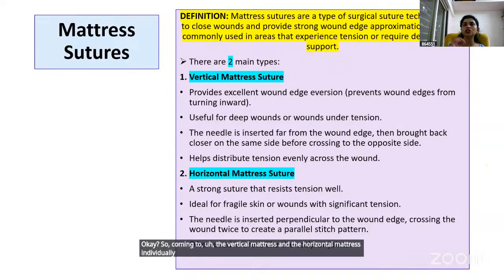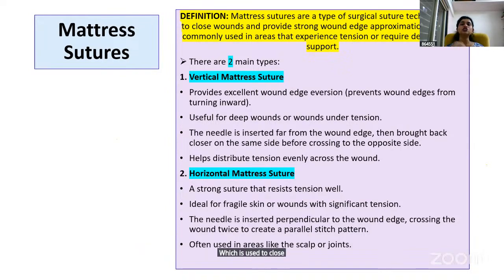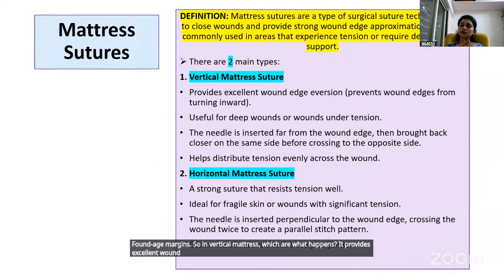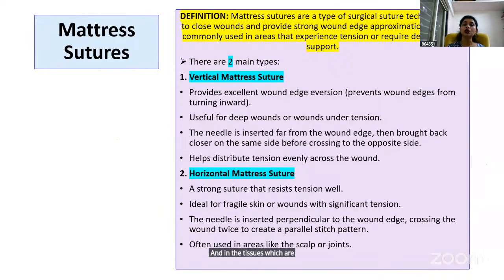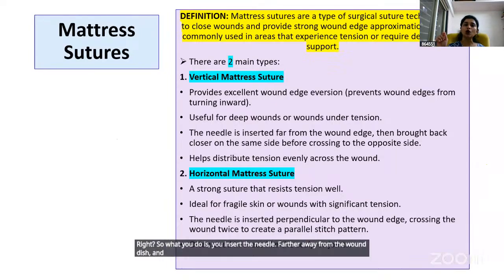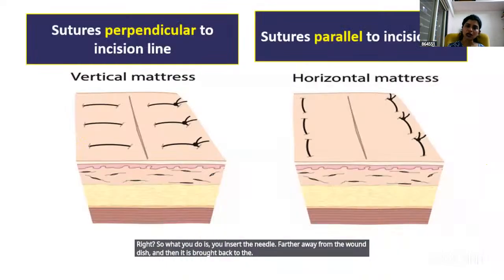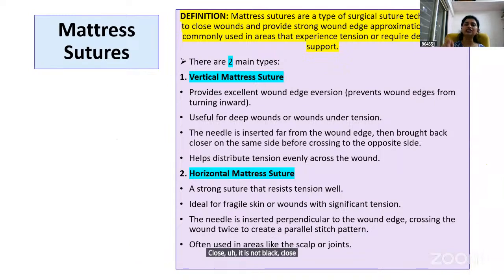First of all, mattress suture is a type of surgical suture technique which is used to close wounds and provide strong wound edge margins. So in vertical mattress suture, what happens? It provides excellent wound edge eversion, and it is specifically used, the point to notice, for deeper tissues and in tissues which are under a lot of tension, right? So what you do is you insert the needle farther away from the wound edge, and then it is brought back close to the incision line.